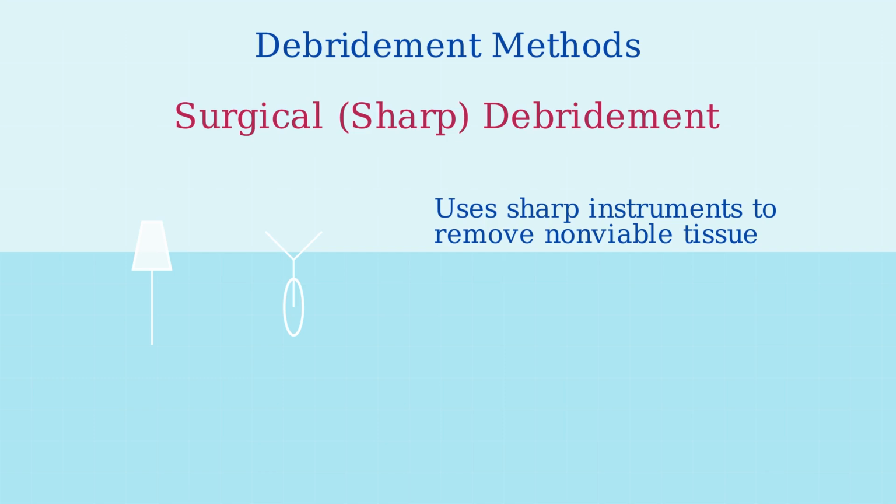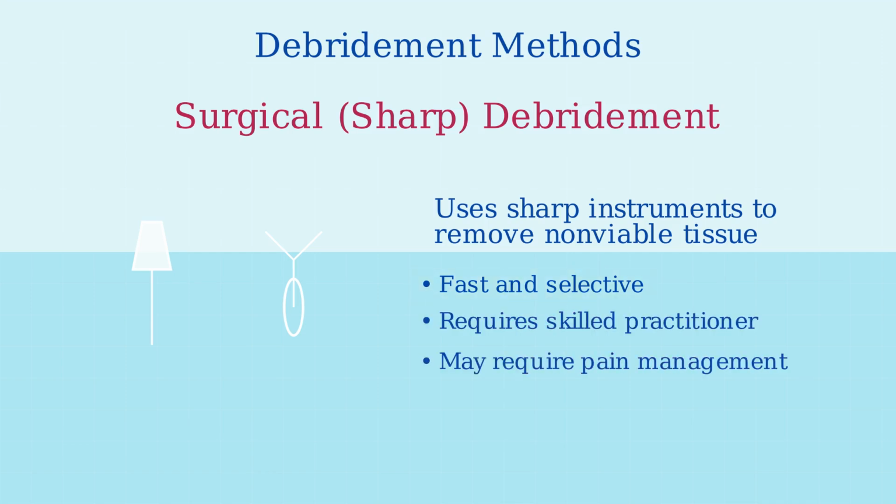Surgical or sharp debridement involves using scalpels, scissors, or other sharp instruments to physically remove non-viable tissue from the wound. This is the fastest and most selective method, but requires a skilled practitioner and may require pain management for the patient.